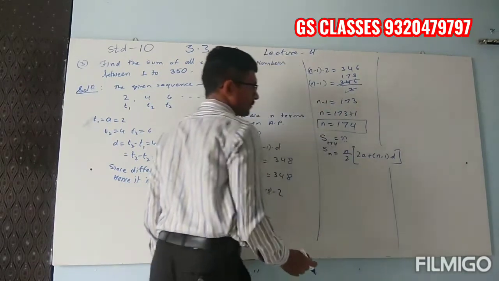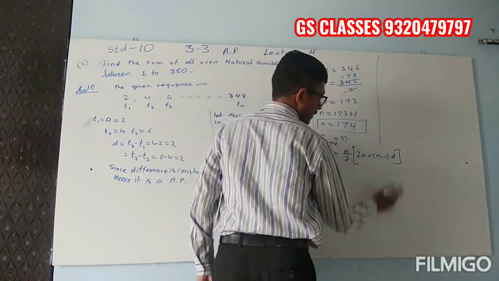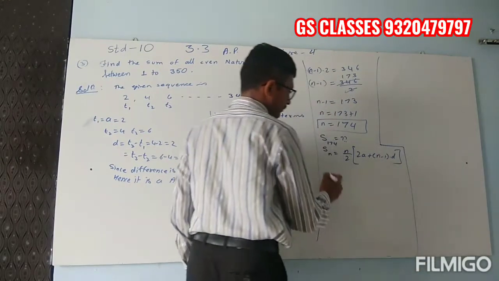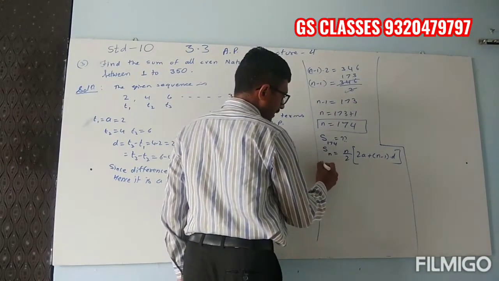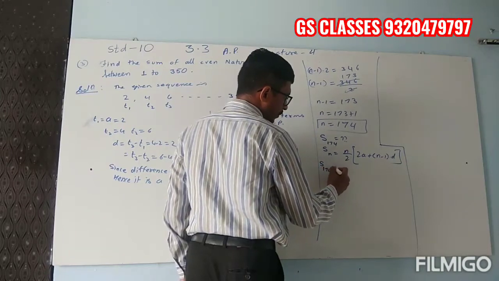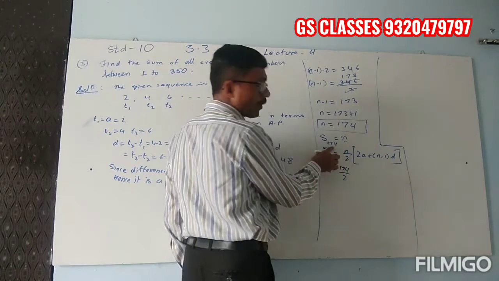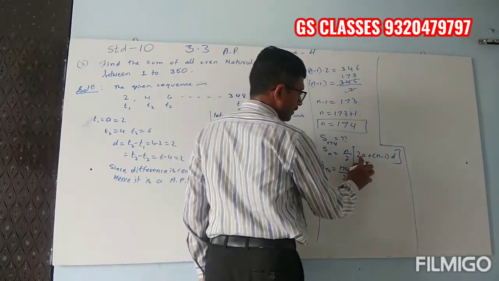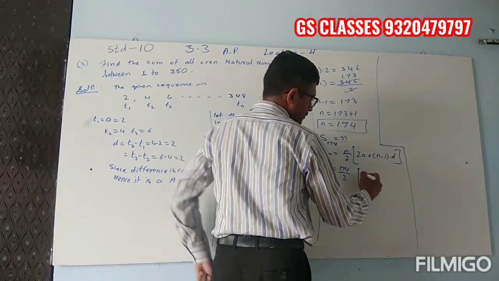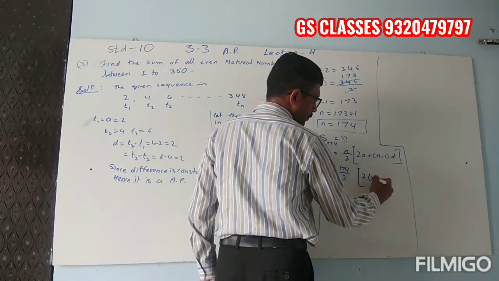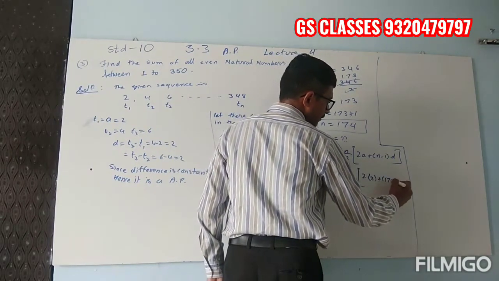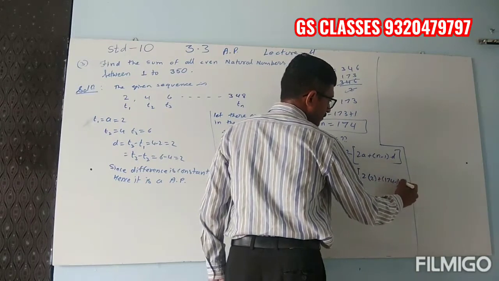Now children, S174 equals 174 by 2 times, first of all, substitute the values. A is 2, n is 174, and the d value is again 2.